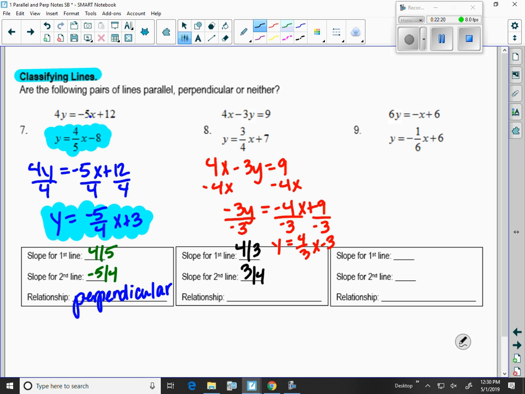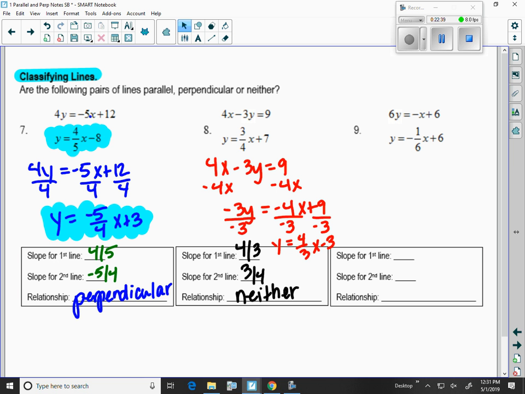Okay, so are they parallel? No. Are they perpendicular? No. Why are they not perpendicular if their fractions are opposite? The sign, right? One of them would need to be negative. So this is neither.